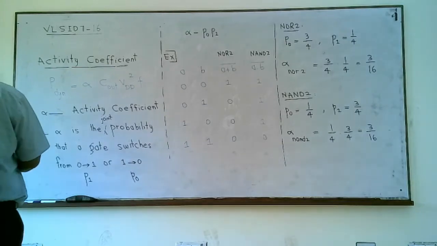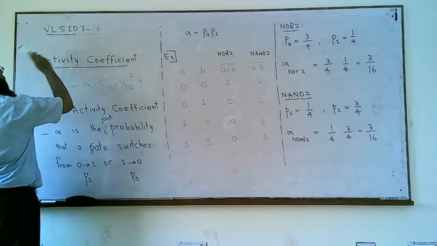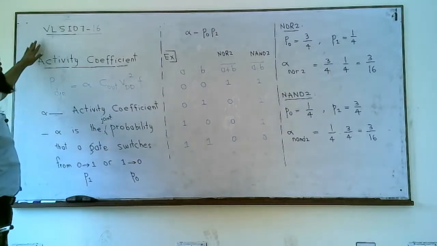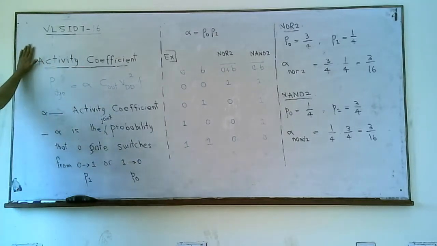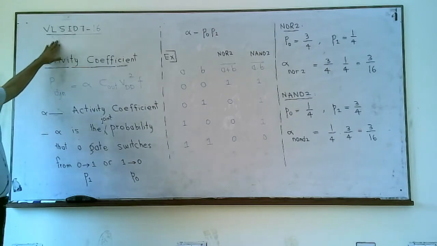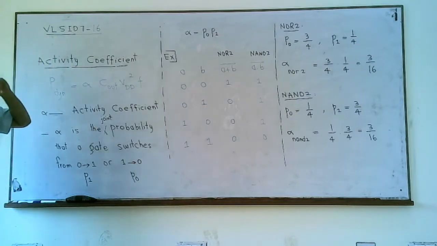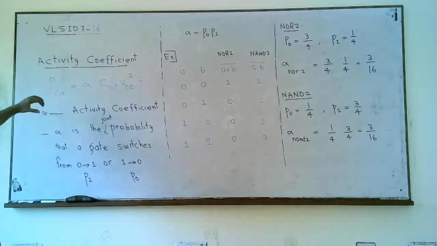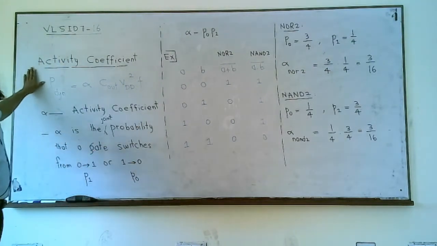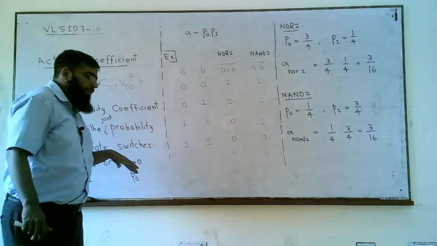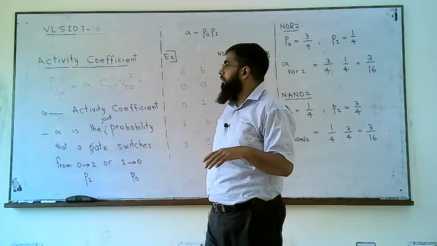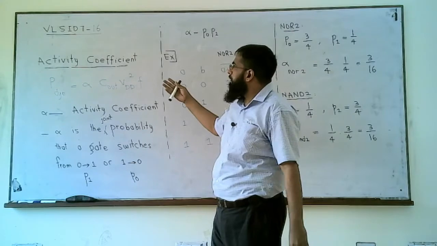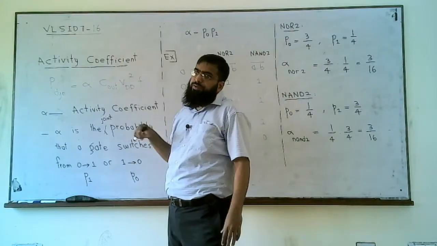Welcome to the 16th lecture from chapter number 7. We are studying VLSI design and we are going to finish chapter number 7 in one or two more lectures. Then chapter 7 will be finished, and we will be moving to chapter 8. So activity coefficient, the second last topic we will study, is in this second last lecture of chapter number 7.